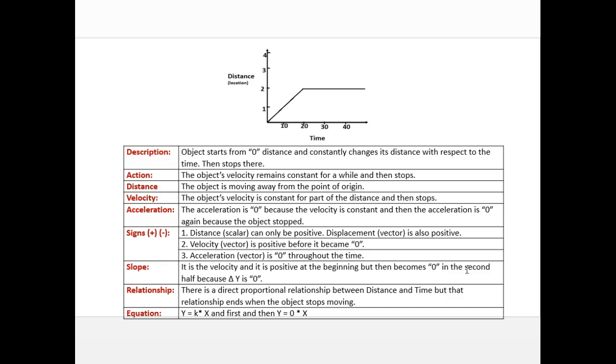The acceleration is 0 throughout the entire distance. The slope is the velocity. At the beginning it is positive. There's a positive slope at the beginning. See, this is a positive slope, and then the slope becomes 0. All right. There is a direct relationship between distance and time from here to here. Okay. And then there's no relationship.